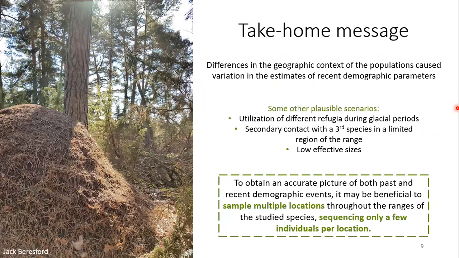In this study, the differences in the geographic context of the populations caused variation in the estimates of recent demographic parameters. But there are other plausible scenarios that could create variation in parameter estimates, such as utilization of different refugia during glacial periods, secondary contact with a 3rd species in a limited region of the range, or low effective sizes. We suggest that when inferring divergence histories, it may be beneficial to sample more locations while sampling fewer individuals per location in order to obtain an accurate picture of past and recent events.